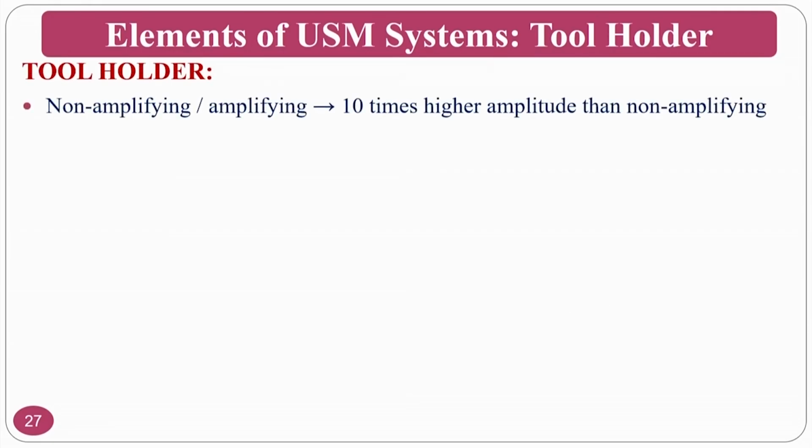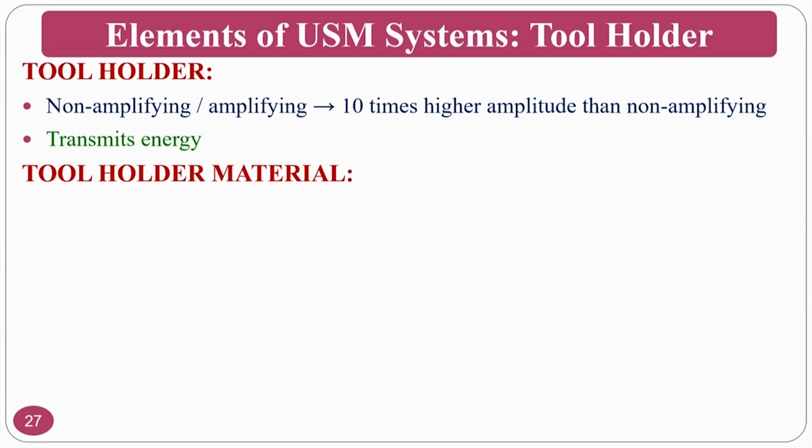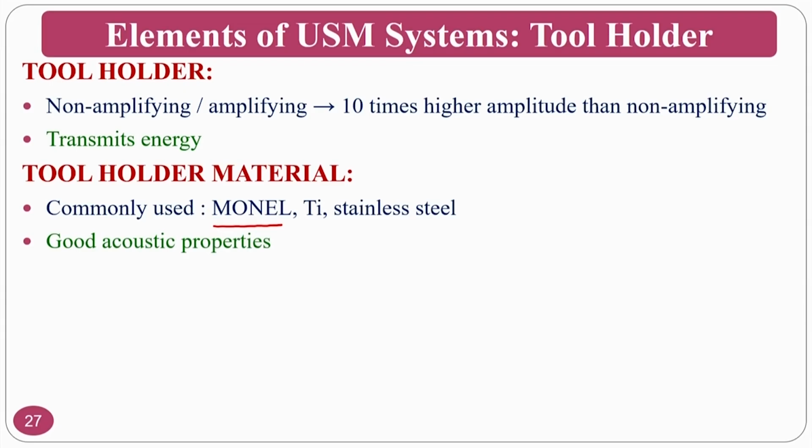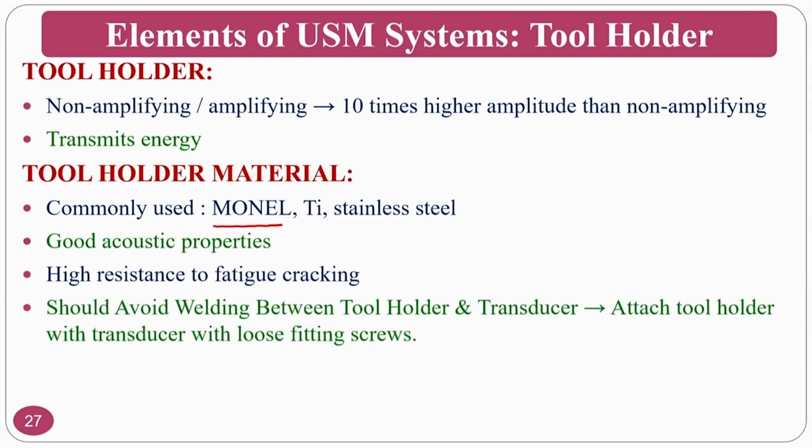Tool holders normally come in non-amplifying and amplifying varieties, and the amplifying one gives 10 times higher amplitude than the non-amplifying. The tool holder's main function is to transmit the energy to the tool. The tool holder material normally used is monel, and you can also use stainless steel and titanium. These have good acoustic properties and high resistance to fatigue cracks, and welding between the tool holder and transducer should be avoided.